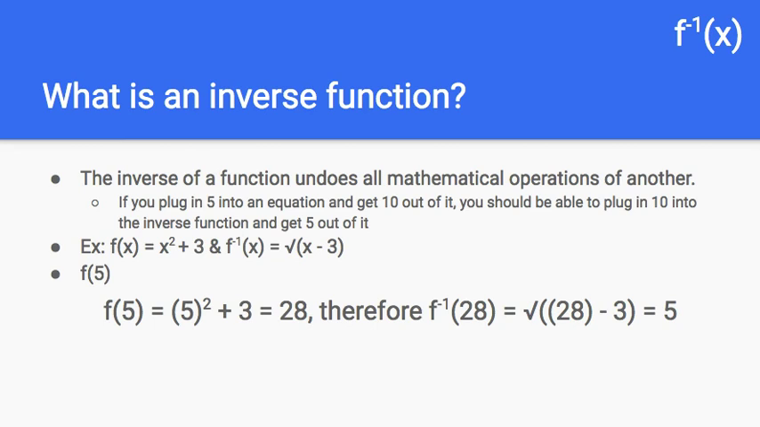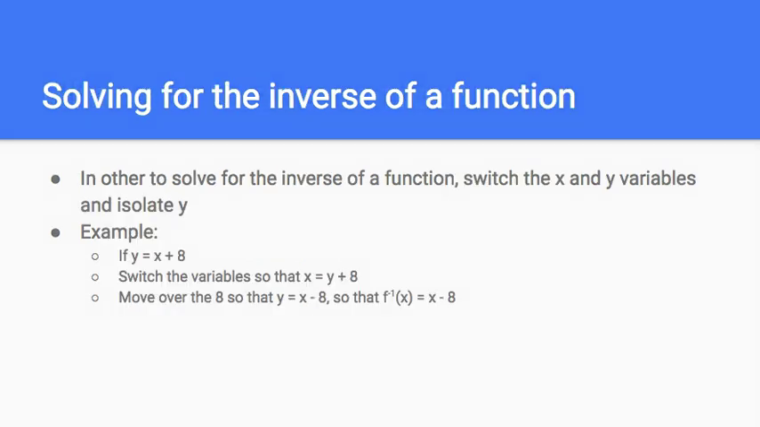Alright, so how do you solve for the inverse of a function? In order to solve for the inverse, you have to switch the x and y variables and isolate y. So for example, if y equals x plus 8, you have to switch the x and y variables such that x equals y plus 8 and isolate y. So you move over the 8 such that y equals x minus 8. Therefore, f inverse of x equals x minus 8. So that example is pretty straightforward.